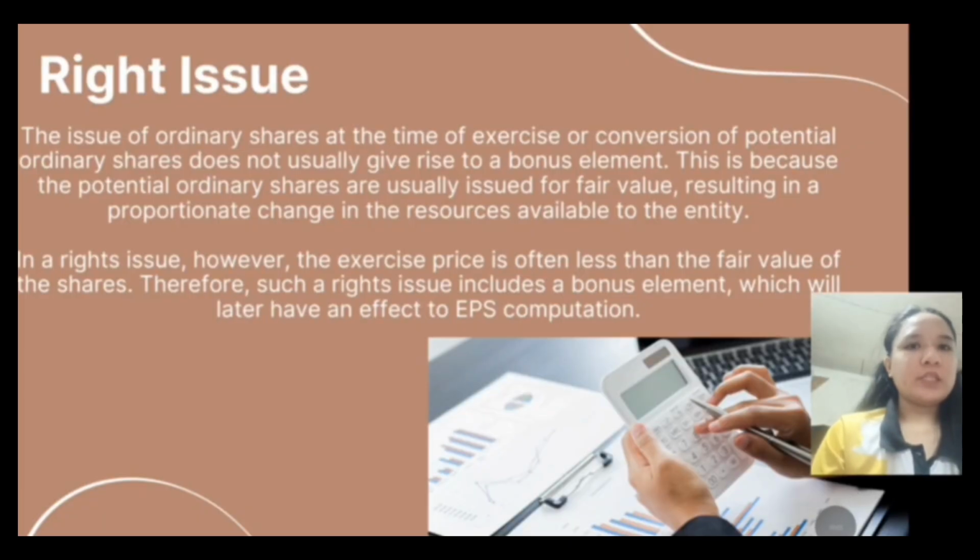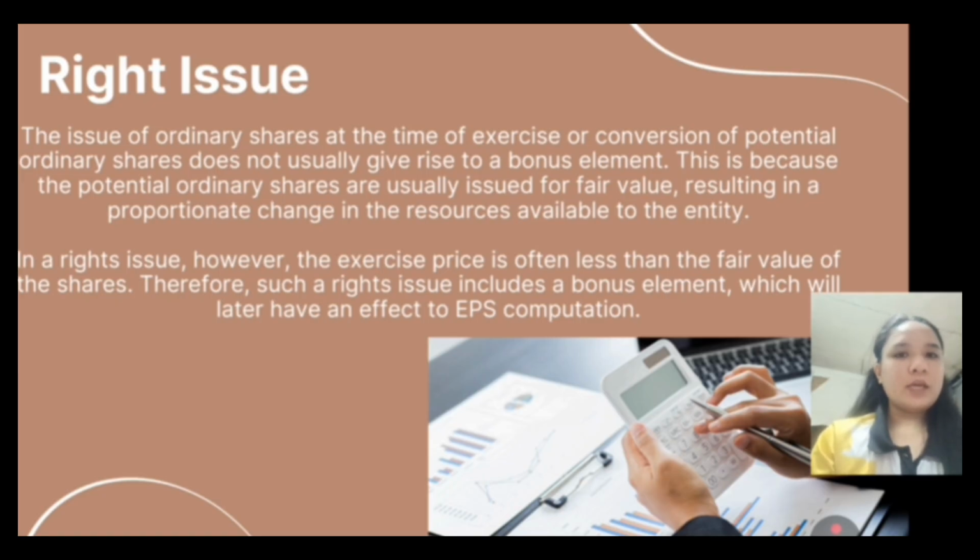So let's proceed sa right issue. The right issue of ordinary shares at the time of exercise or conversion of potential ordinary shares does not usually give rise to a bonus element. This is because the potential ordinary shares are usually issued for fair value, resulting in proportionate change in the resources available to the entity. In a right issue, however, the exercise price is often less than the fair value of the share. Therefore, such rights issue includes the bonus element, which will later have an effect sa computation sa earnings per share.